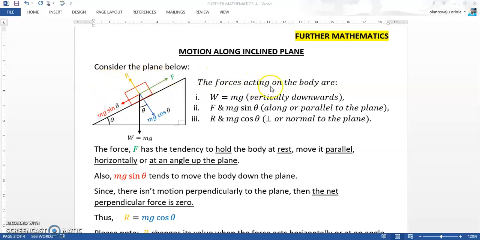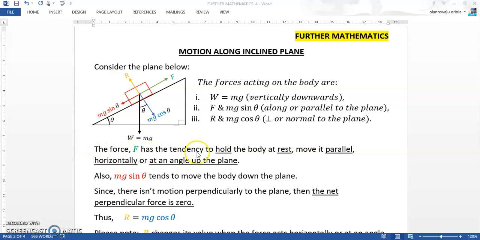Now the forces acting on the body are: one, the weight of the body, mg, which acts vertically downwards; two, F and mg sine theta, which acts parallel or along the plane; and thirdly, we have R and mg cos theta, which act perpendicular. We can see that these two forces act perpendicularly, that is, at right angles to the plane.